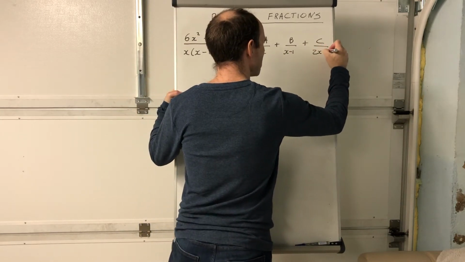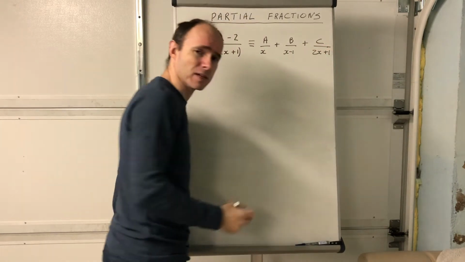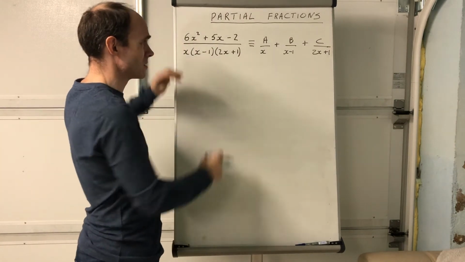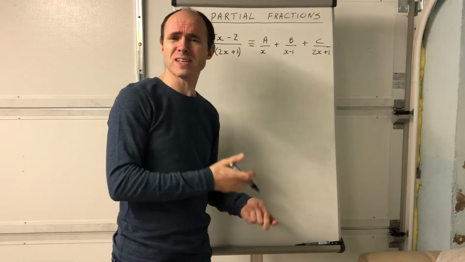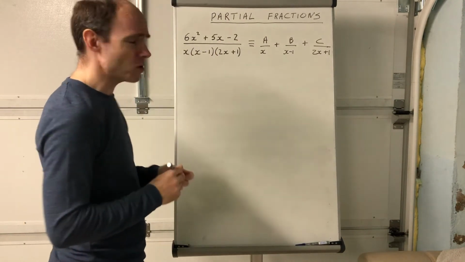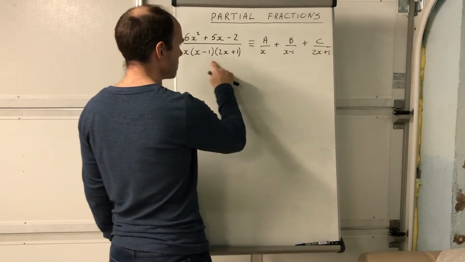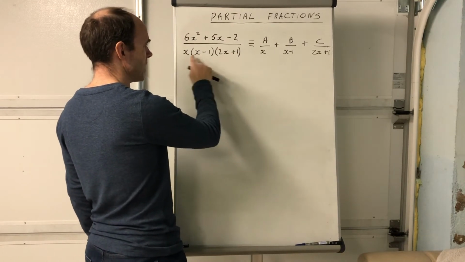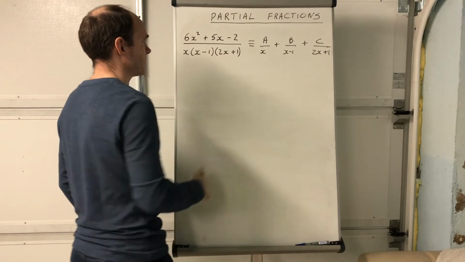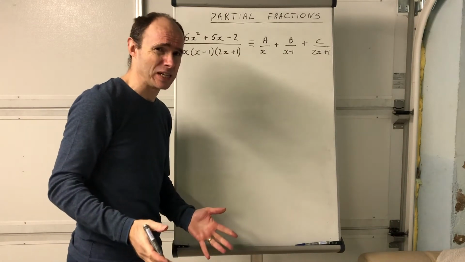So the method is no different. It's exactly the same as if you've just got 2 distinct factors. You just have 3 of them instead. And then off you go, it's just going to take you a little bit longer. So what we do now, we're going to multiply both sides of this identity by the whole denominator, x, x minus 1, 2x plus 1. It's got a bit of a squeeze to get it all in.